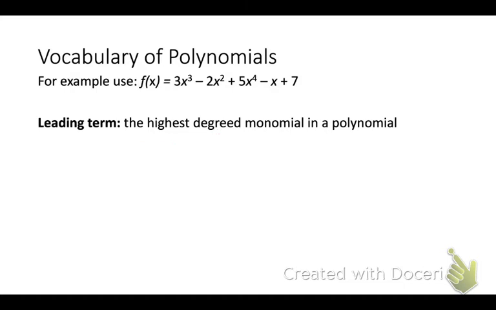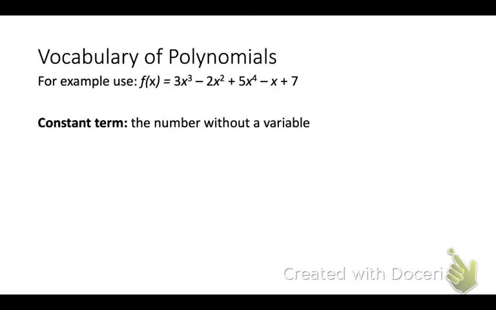Okay. All right, and then your constant term is the number without a variable. So in this case, my constant term is the 7.